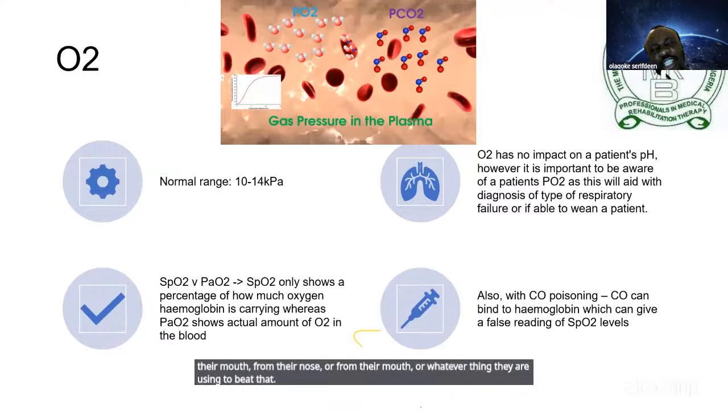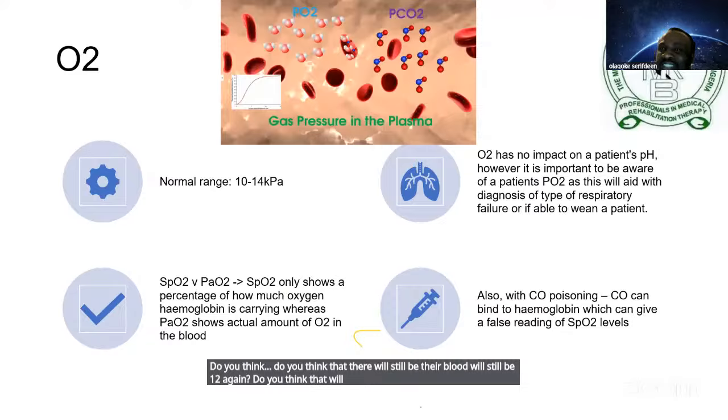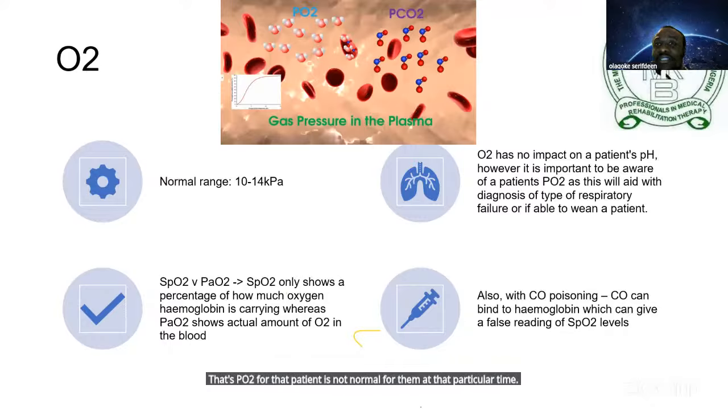Do you think that their blood will still be 12 again? Do you think that will not drop down to 10, to 7, to 8 or something? So that shows that at that particular time, the PO2 for that patient is not normal for them. That's what it means.